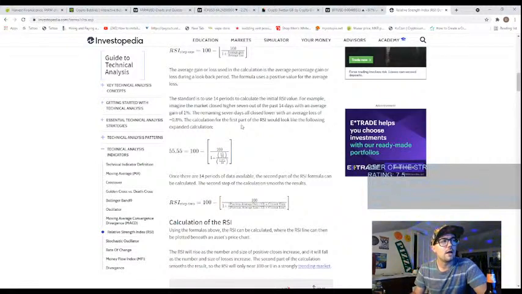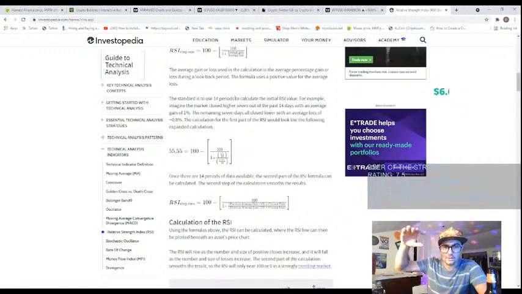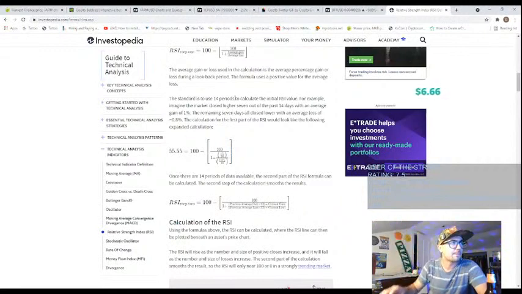For example, imagine the market closed higher 7 out of the past 14 days with the average gain of 1%. So it's consolidating upwards, right? So you're closing higher 7 out of the past 14 days. So what you're doing is you're closing here, you're closing here, you're closing here. Every day for 7 days, you're closing higher. You have your open and your close on your candles, okay?